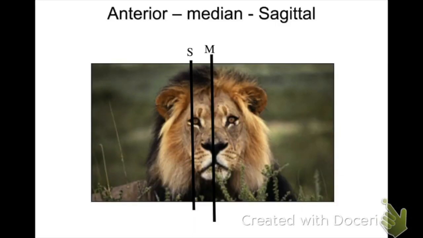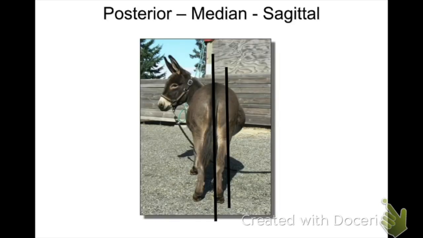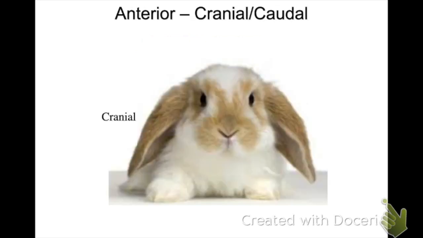So here's a lion demonstrating the same thing with the median sagittal labeled M and the S labeled just S for sagittal. Here's a posterior view of a donkey, and again, we've got the median plane and a sagittal plane outlined with the black lines. Here's a cranial view of the bunny. And again, you would use the terms regardless of how the animal is positioned.